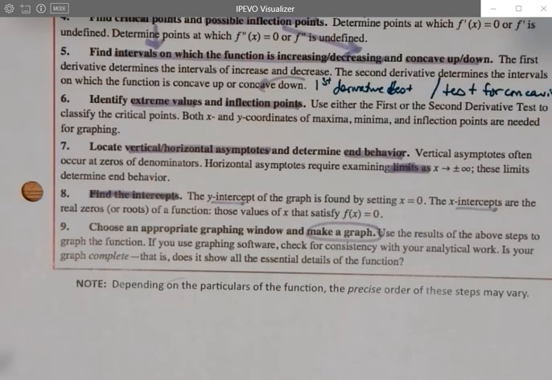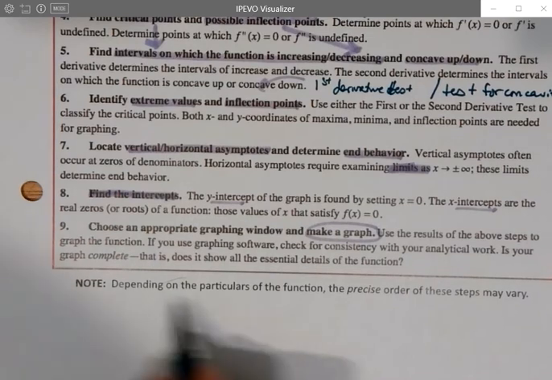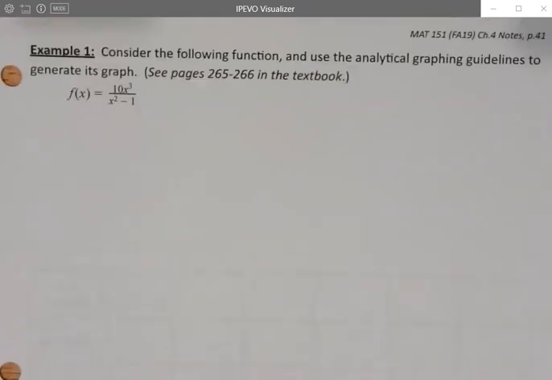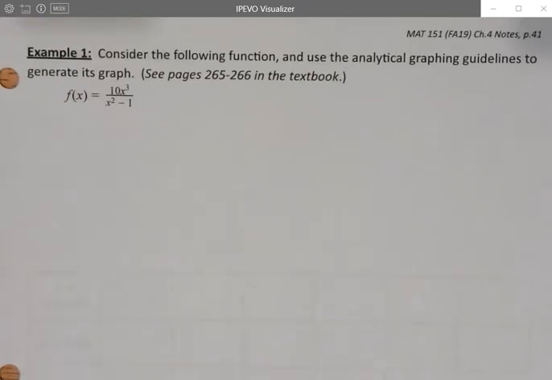We're going to do all of these things for a couple functions. We're going to look at one function right here in notes and you'll have a chance to explore two more in your project. Note, depending on the function, the precise order of these steps may vary. So that's a list of all the things I want to do. And so here's the function that we're going to do it with.